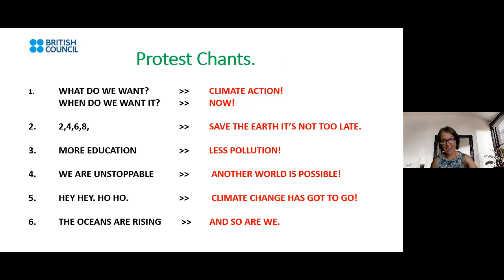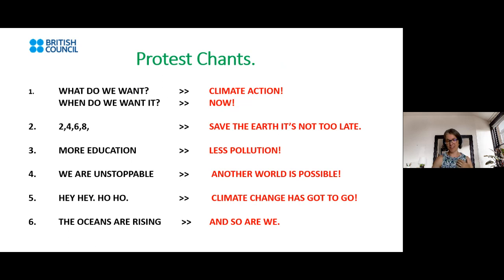By the end of the class, you will probably be able to stand back completely and have one half of the class calling out the first side and the second half calling out the second. Just so you hear the rhythm of it, number 5 is hey, hey, ho, ho, climate change has got to go. That might not make sense unless you've heard it. The kids love it, and they get very into it. Highly recommendable. And you can have your in-class protest.